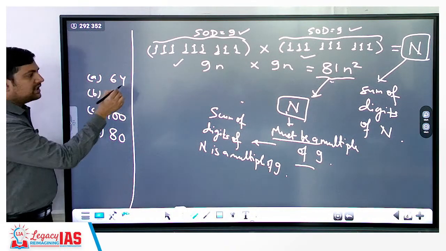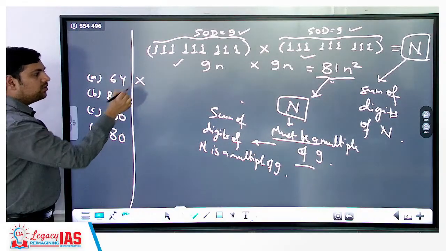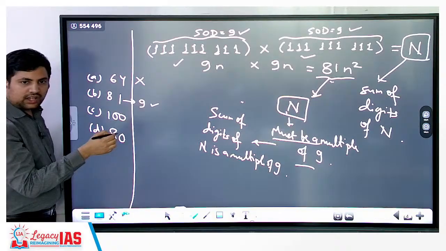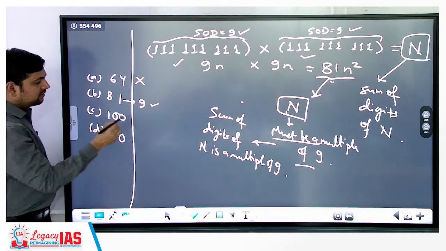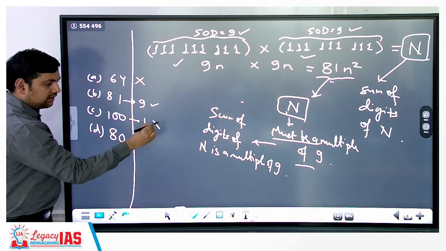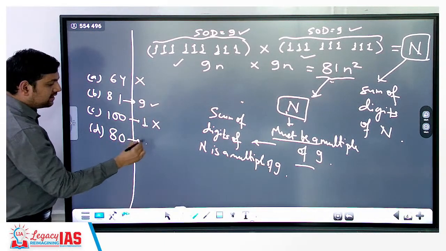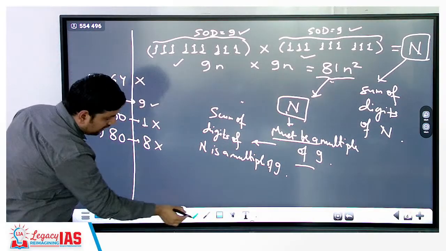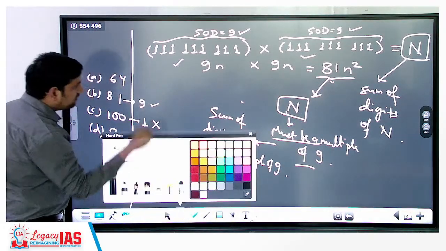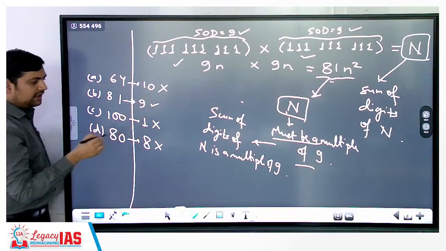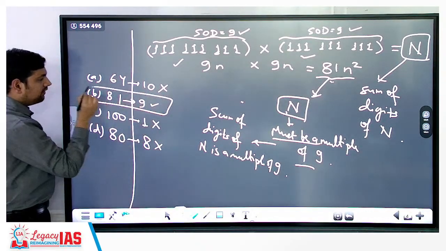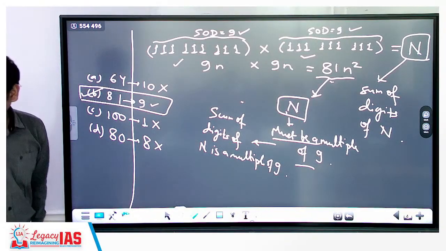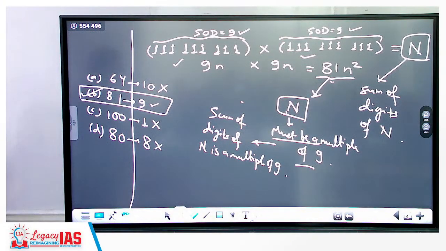4 plus 6 is 10. Is this a multiple of 9? No. Then this is 9. This is a multiple of 9, correct? But we must check all the others also. So 100, this is 1, not a multiple of 9. This is 88, not a multiple of 9. So by option elimination only, you can get that there is only one possibility, which is divisible by 9. So the answer becomes B, that is 81. Okay.